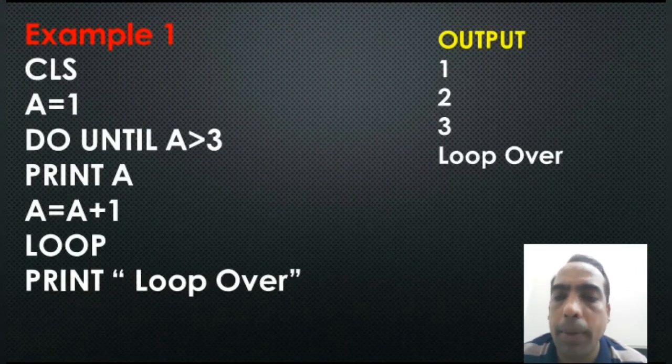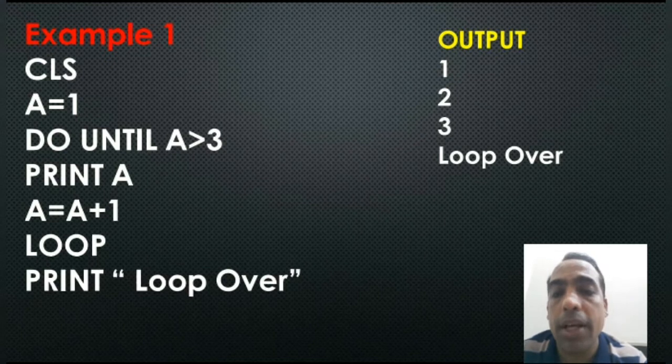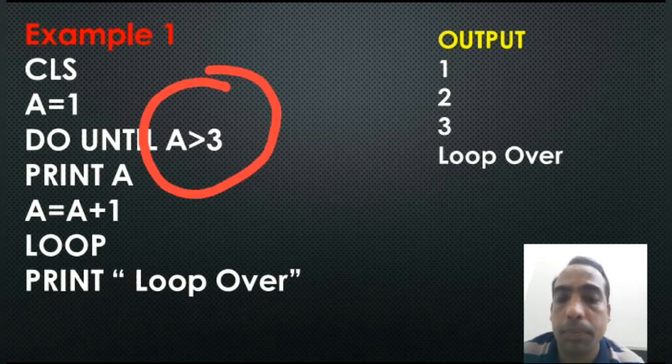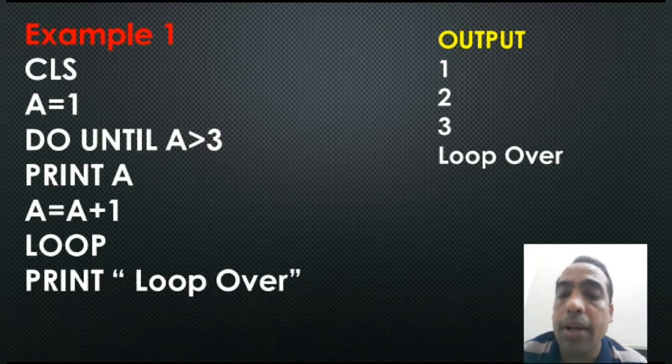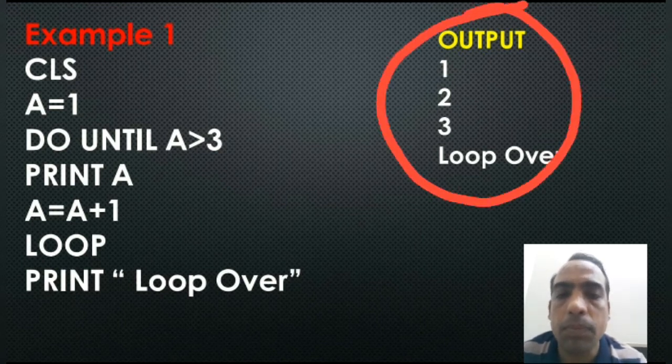Now you can see first example of do until loop. CLS is used to clear the output screen. Initial value of variable a is 1. Do until a greater than 3. Here a greater than 3 is the condition of this program. Print a and a equals to a plus 1, both are the statements to be executed again and again. At the end, we have to write loop statement. Then print loop over. Now you can see the output of this program: 1, 2, 3. After that, loop over.